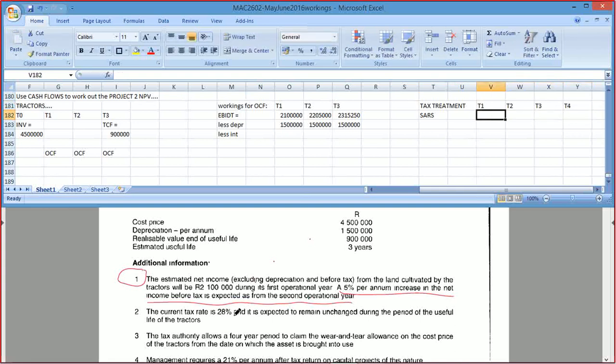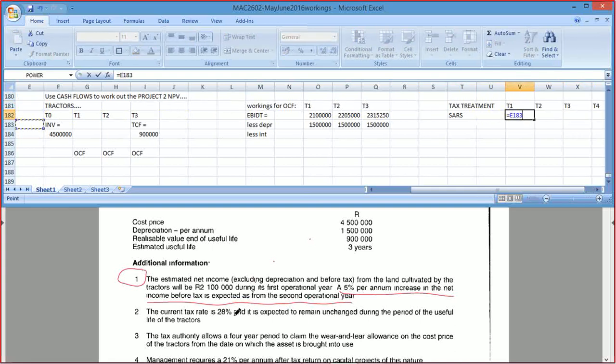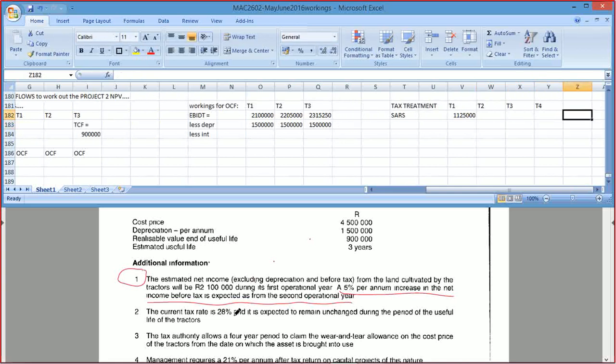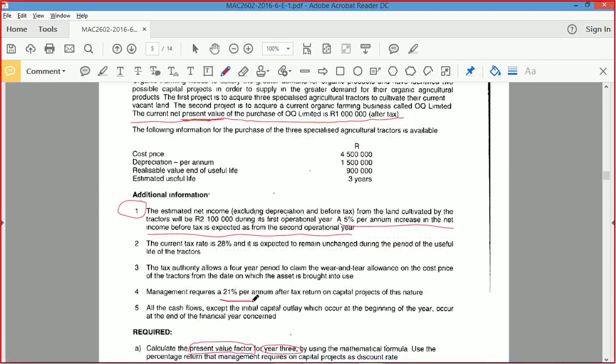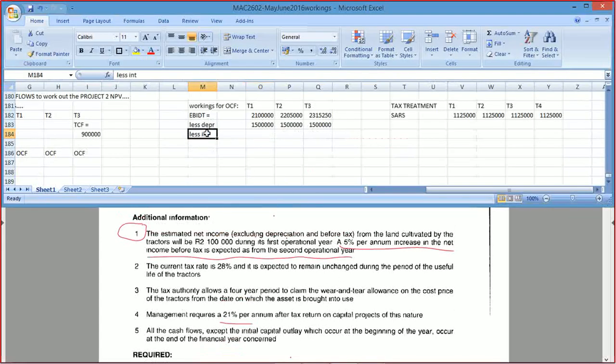Do you agree? Yes, sir. SARS would have taken the 4.5 million and divided it by 4 years. Do you see that? So the company is providing for depreciation at that rate, but SARS will only allow that. Less interest. Was there interest in this question? Wear and tear, cash flows. There's no interest here, so I don't need interest.